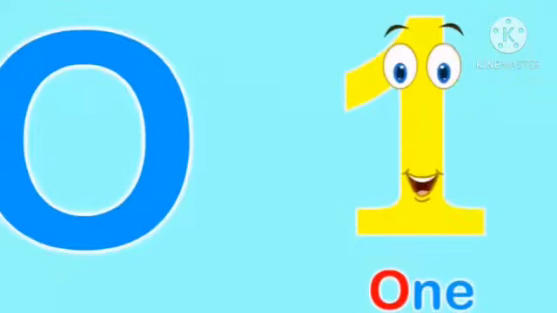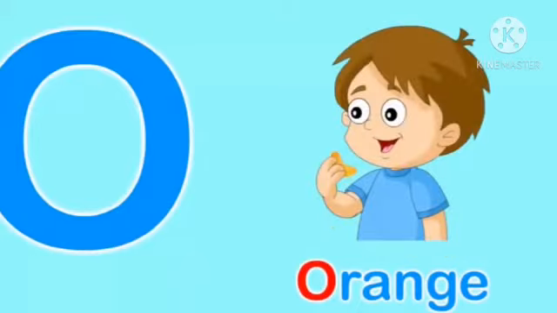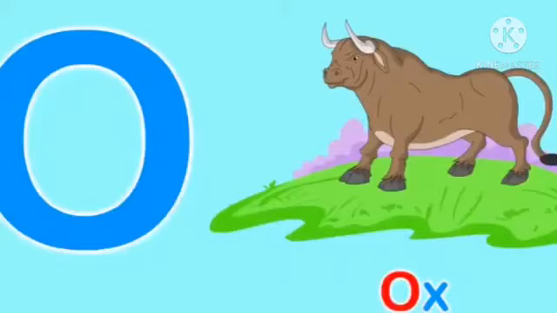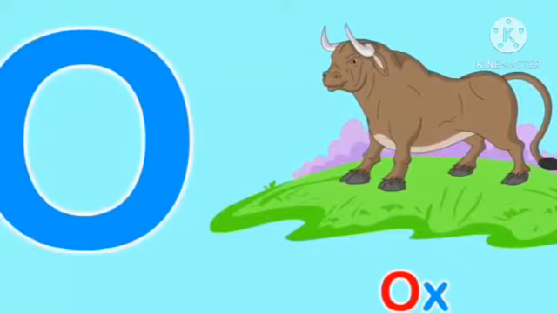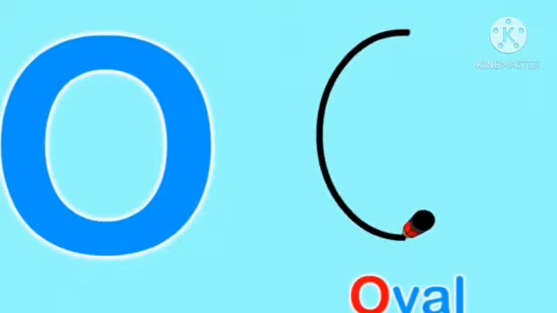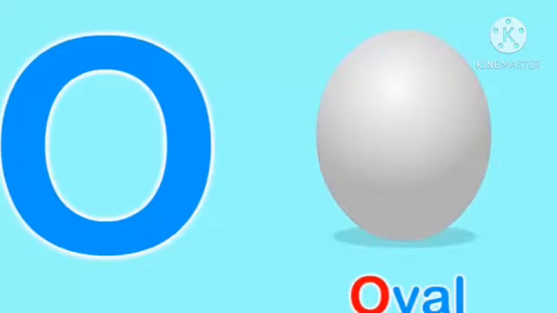Here is a number one. The number one starts with the letter O. And the next letter, you all like this fruit. This is orange. Orange. O for orange. And this is ox. Ox. O for ox. And here is a shape, oval. What is the shape? Oval. Egg is oval in shape.